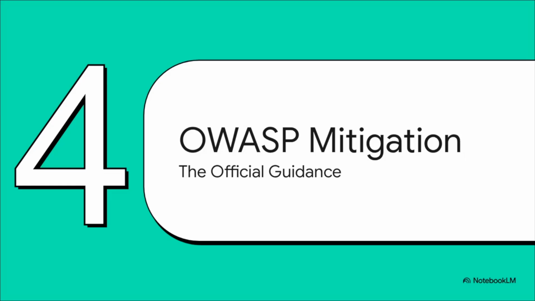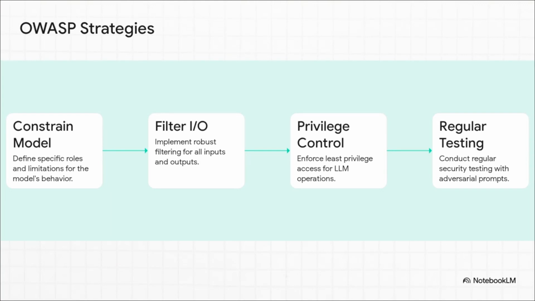Okay, so the risks are clearly huge. So the big question is, what do we do about it? Let's turn back to the experts at OWASP and see what their official guidance is. OWASP lays out 4 main strategies.